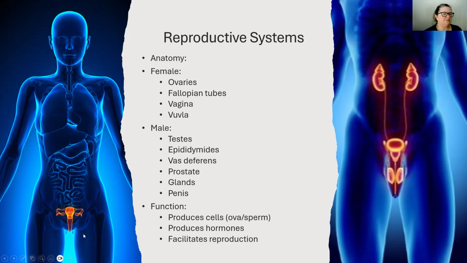In the male, we have testes, epididymes, which are on top of the testes, vas deferens, prostate is back behind. This is the bladder. It's just in there for purpose. Glands, and then the penis. Both function to produce cells, ova for the females, sperm for the males, produce hormones, and then, of course, facilitate reproduction.